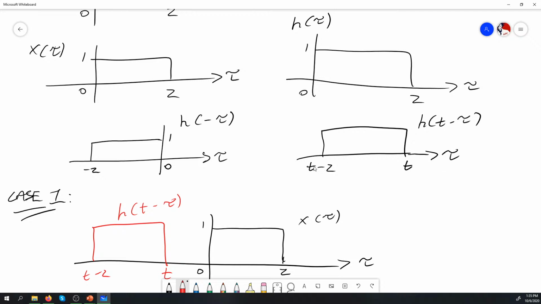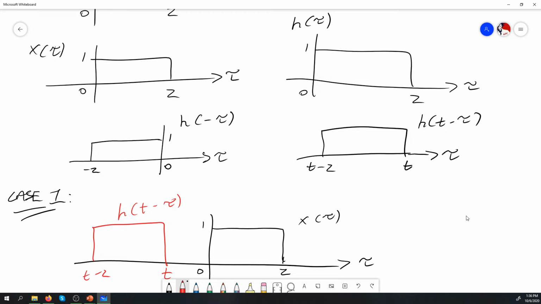We can say that t equals 0, so it's going to be t0 and minus 2. But then we can say t is equal to 1, so this will be 1, and then this will be positive 1 here. So that's why we don't draw a y-axis for h of t minus tau, because this signal is going to slide and change with respect to the values of t as we keep on evaluating.